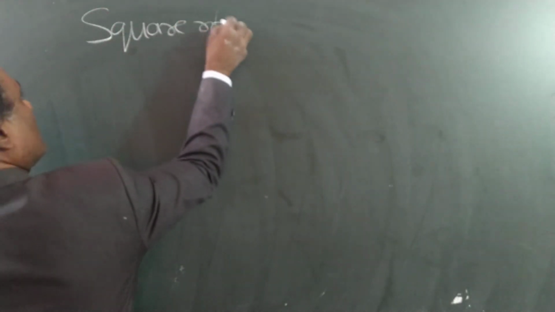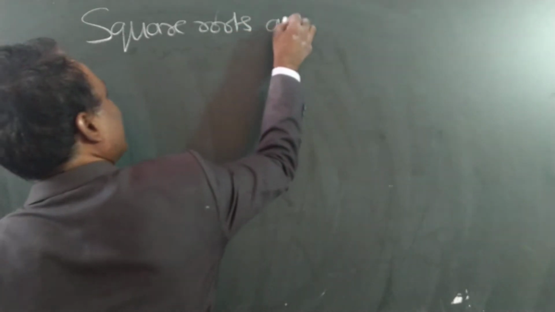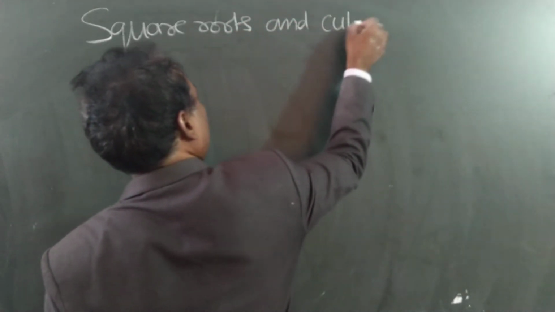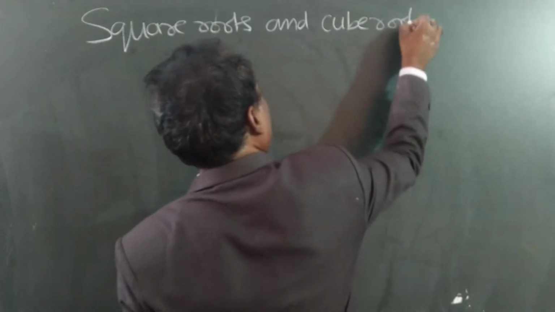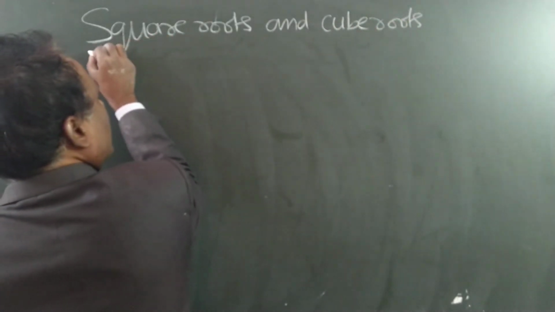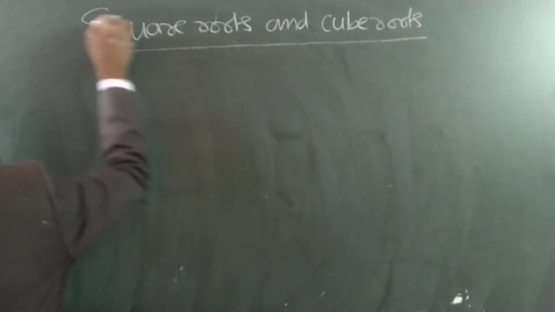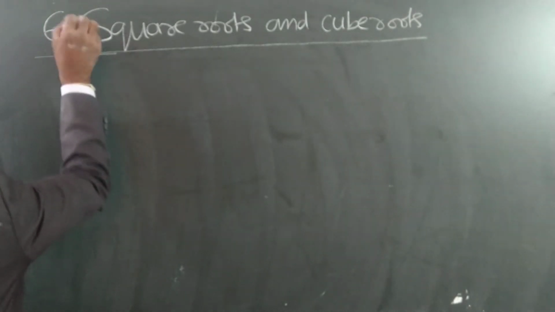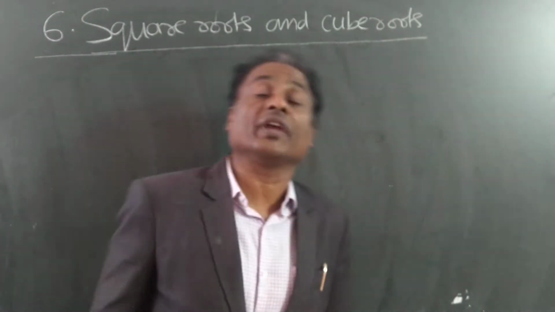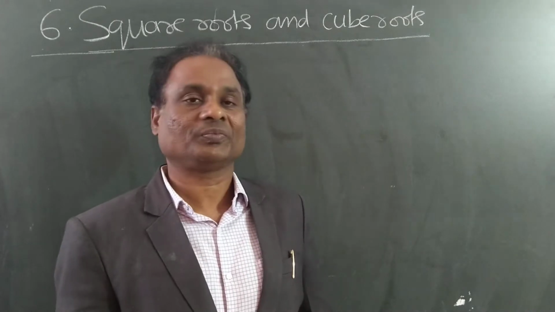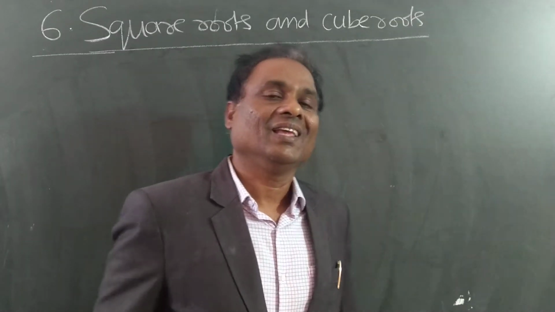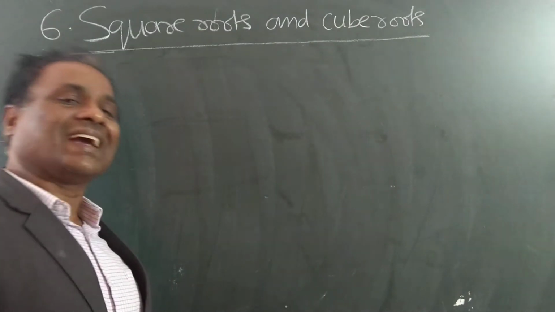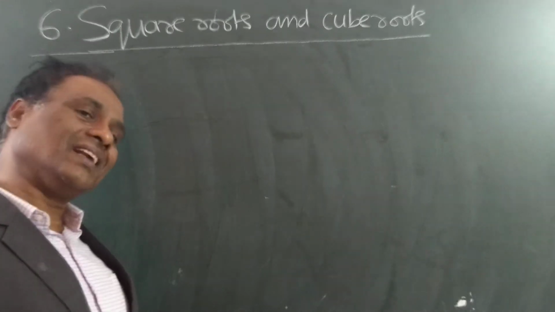In our textbook, the 6th chapter is square roots and cube roots. Of course, cube roots we will discuss later. Now we are discussing only square roots. This is our 6th chapter in our textbooks, square root and cube root. So first let us recollect what is square, and after that square root.